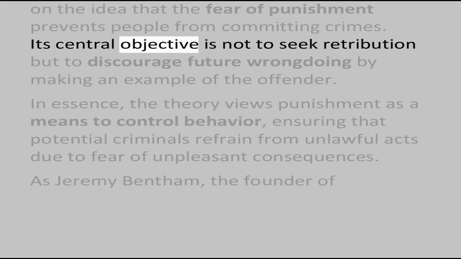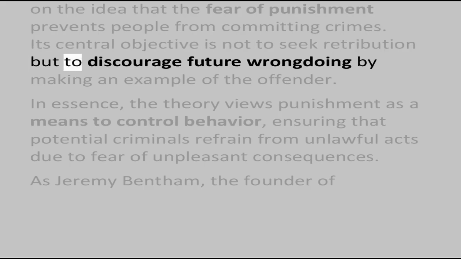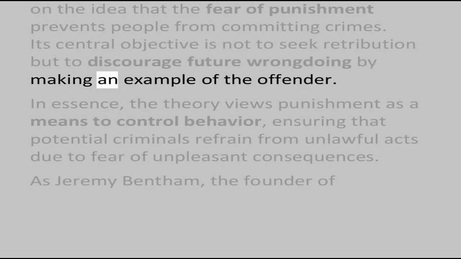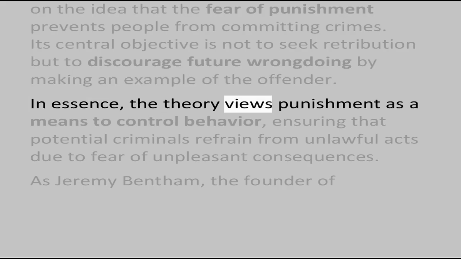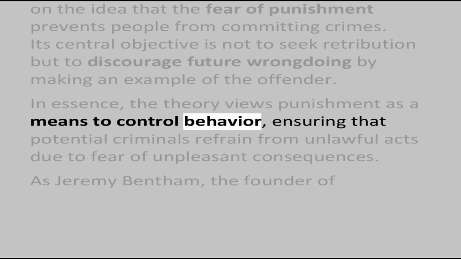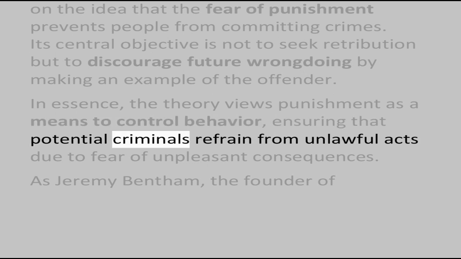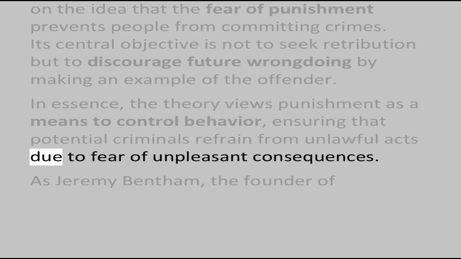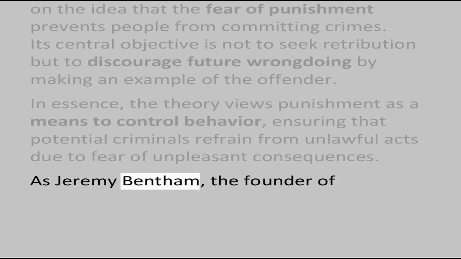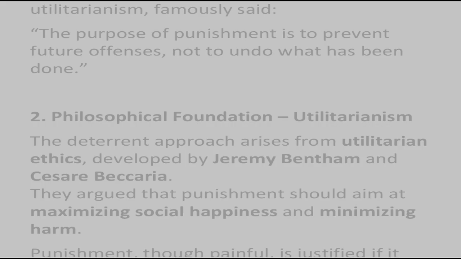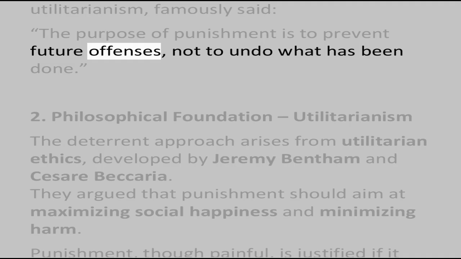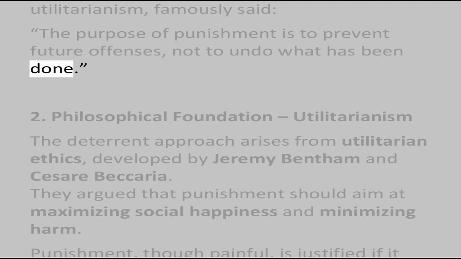Its central objective is not to seek retribution, but to discourage future wrongdoing by making an example of the offender. In essence, the theory views punishment as a means to control behavior, ensuring that potential criminals refrain from unlawful acts due to fear of unpleasant consequences. As Jeremy Bentham, the founder of utilitarianism, famously said, "The purpose of punishment is to prevent future offenses, not to undo what has been done."